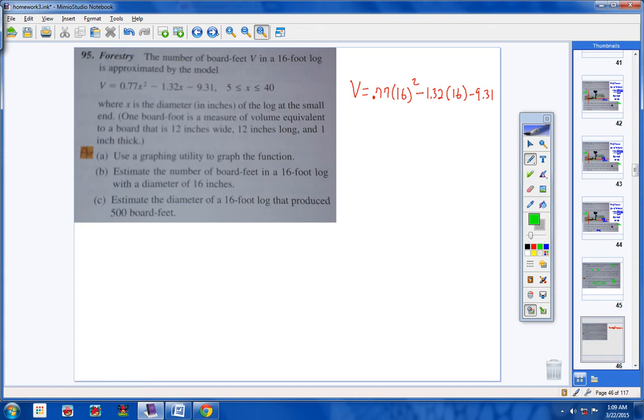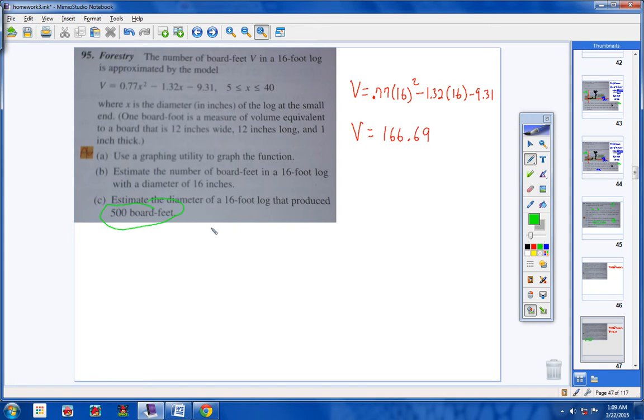Now I simplified that, and I came up with this. So there's 166.69 board feet in one log that is 16 feet long and has a diameter of 16 inches. Now, next, they want us to go backwards. They're going to give us the board feet, and they want us to estimate the diameter of a 16-foot log.